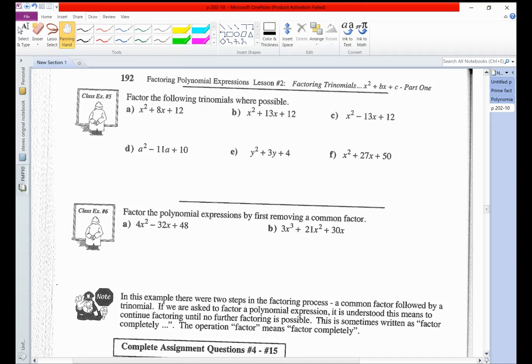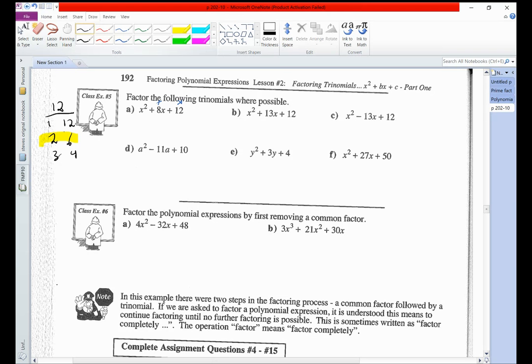Let's do A. I have x squared plus 8x plus 12. Now I'm looking for two numbers that multiply to 12 and add to 8. So what are those going to be? Well, two numbers that multiply to 12. Let's just erase all of that. Two numbers that need to multiply to 12. I'm going to make my little multiplication table here: 1 and 12, 2 and 6, 3 and 4. All right, which of those add to positive 8? There we go. Positive 2 and positive 6.